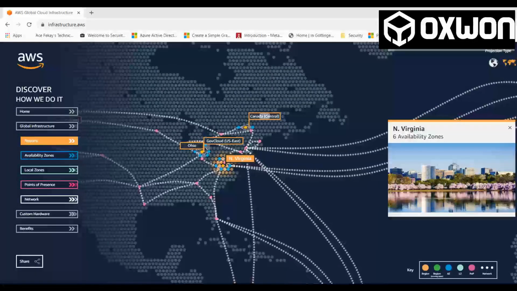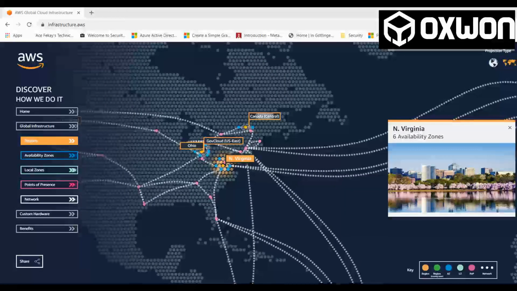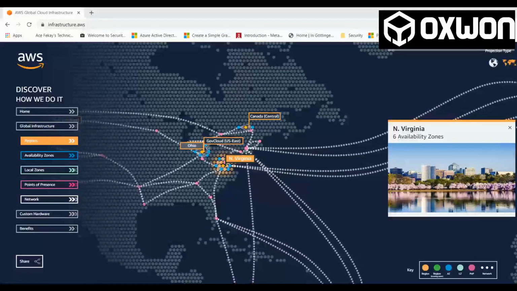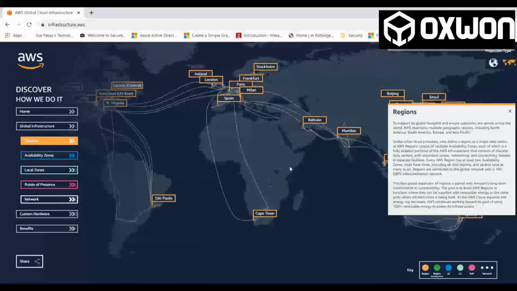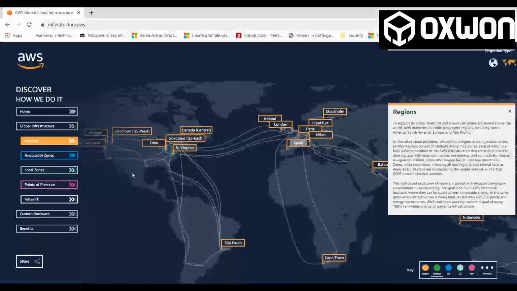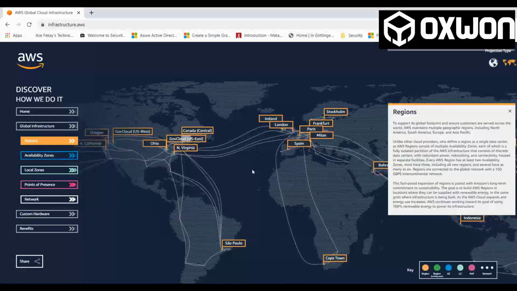Now, what's this pink color doing here? What is this pink dot? These pink circles represent points of presence. Points of presence are also called edge locations, and these are geographically located all around the world. I'll close this pop-up and let you see the world map where all these pink dots are located. You'll see that there are more pink dots, or more points of presence, than regions or availability zones. These POPs, or points of presence, are essentially what we call edge locations, where AWS uses these locations to replicate certain data and certain services.